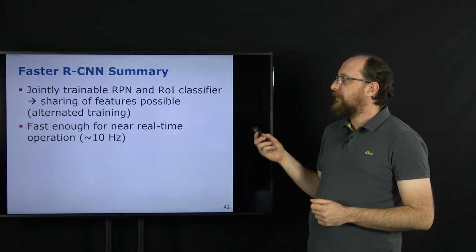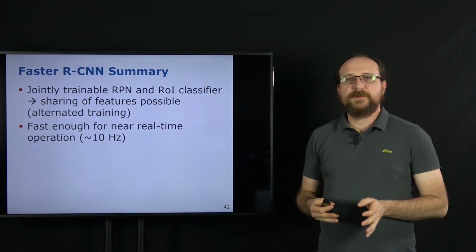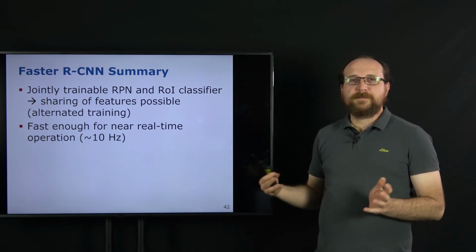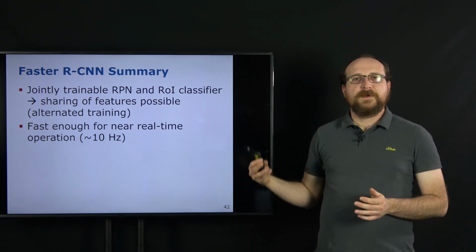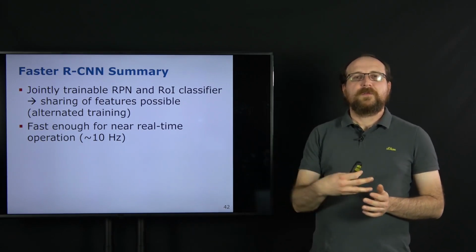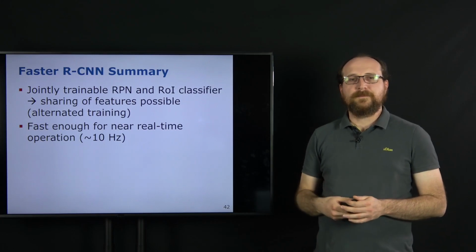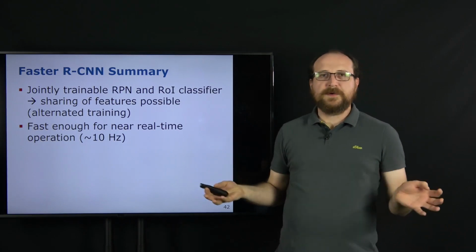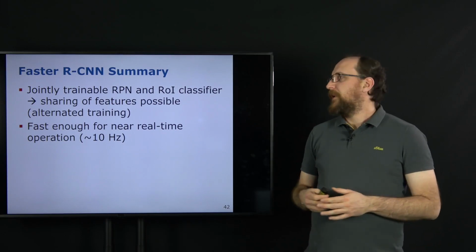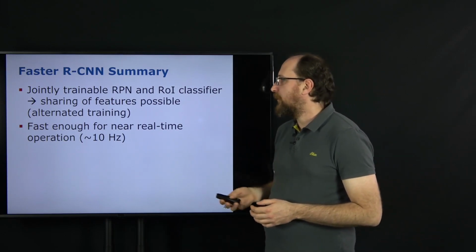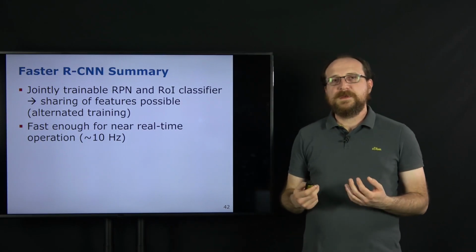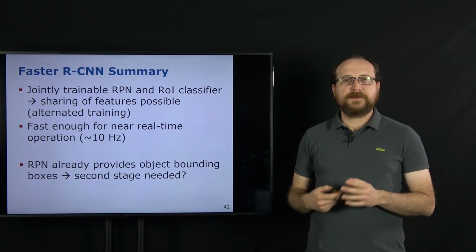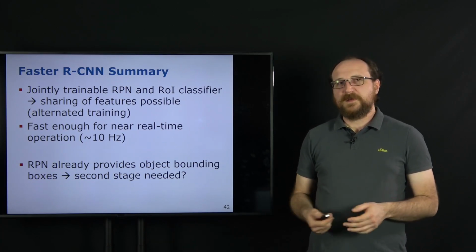To summarize, Faster R-CNN trains the region proposal network and the RoI classifier jointly, such that we can propagate all the information from the classification loss back through the feature extraction at the beginning. Because we implement everything on a GPU, Faster R-CNN is able to operate in near real time. But as you may have seen, the region proposal network is already providing some bounding boxes, the proposals. So is the second stage even needed?